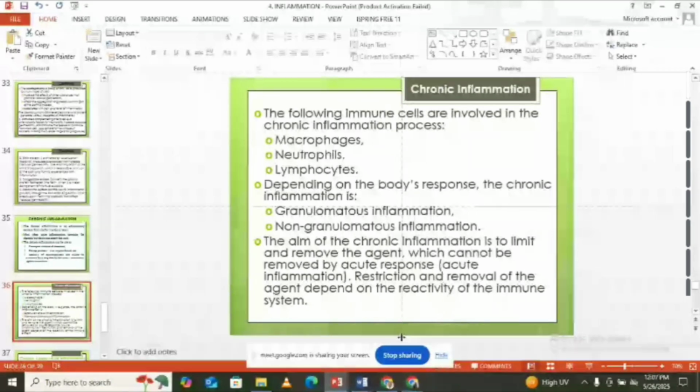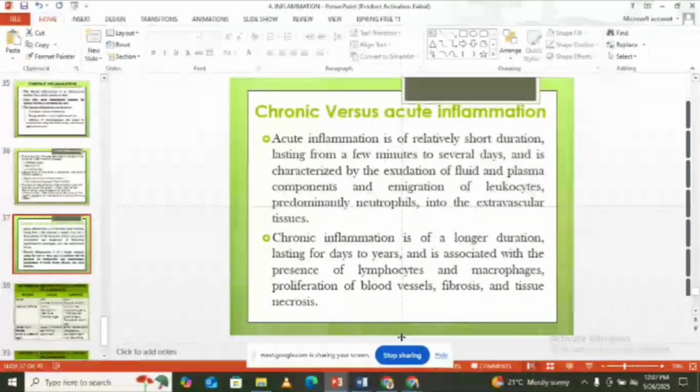Some of the cells involved in the chronic inflammation process are the macrophages, the neutrophils, the lymphocytes, and we know what these cells are and their respective responsibilities, more especially in response to chronic inflammation. But the main thing here is the macrophages, which are the most dominant ones, and they release the cytokines, enzymes, and also the growth factors. The lymphocytes will mediate the immune response.